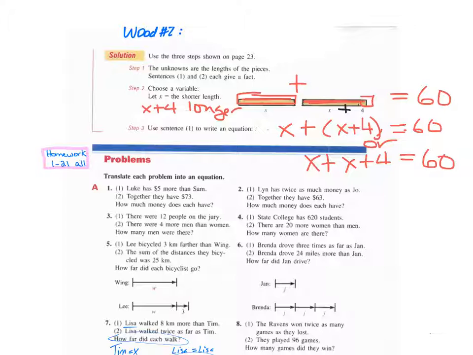So this is what you're going to do tomorrow on the test, is just define the variable for each missing unknown, and then you're going to write an equation. We're not trying to figure out how much it is.